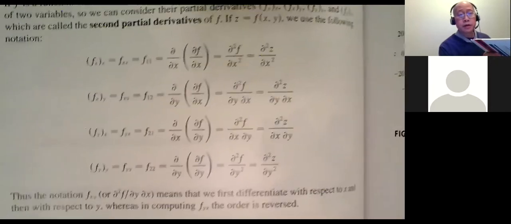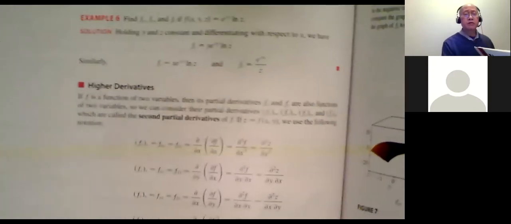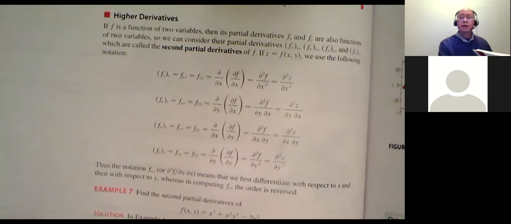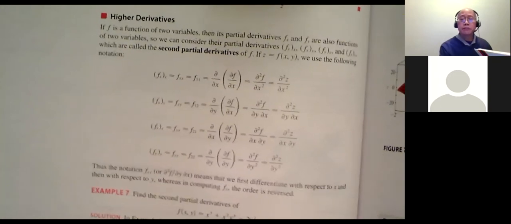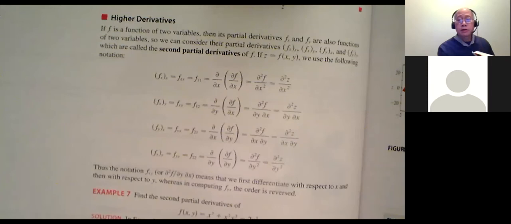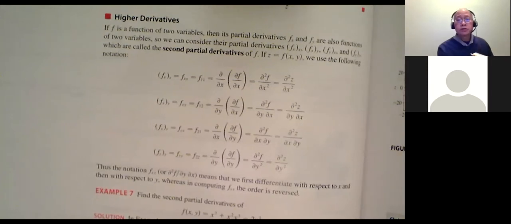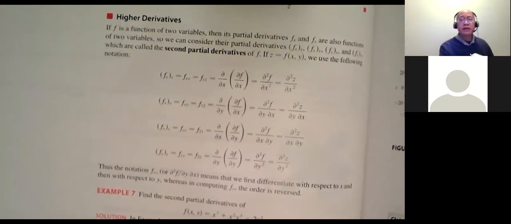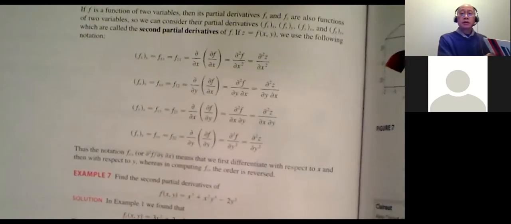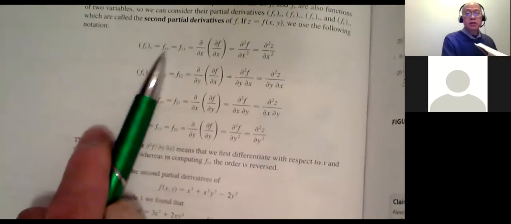Okay. If you have a function of 3 variables, I'm not going to write them down. Function of 3 variables, f of x, y, z. How many second partials do you think there's going to be? It's going to be 9. Basically you have 3 choices for the first derivative and 3 choices for the second derivative, right? So we can have xx, xy, xz. Then you can have yx, yy, yz, and then zx, zy, zz.